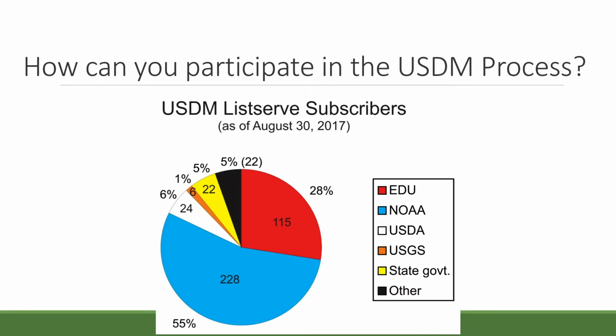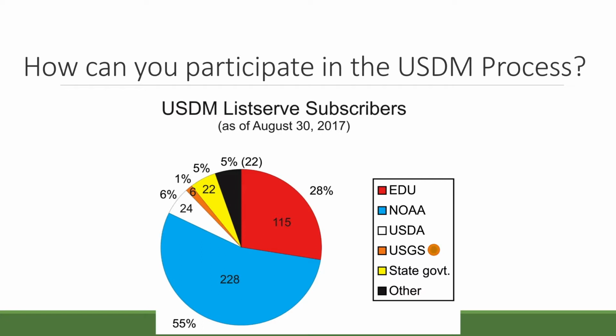So how can you participate? This email list server is probably the key component of getting that field network involved in the process. As you see, this was as of last August. The majority of these people fall under the NOAA umbrella, Weather Service, Climate Prediction Center. The next big chunk is in academia, places like the University of Nebraska and Texas A&M, other places that have people, as their state climate offices may be at a university.